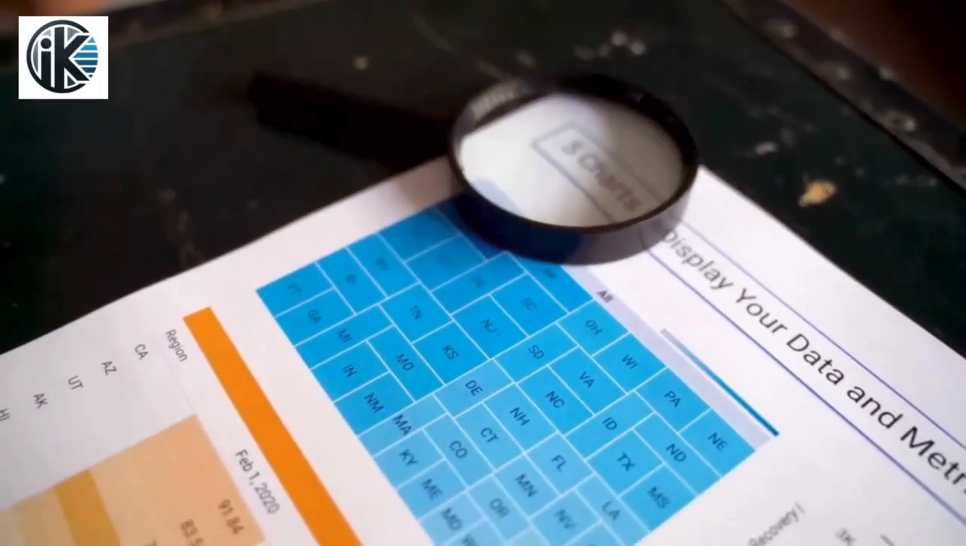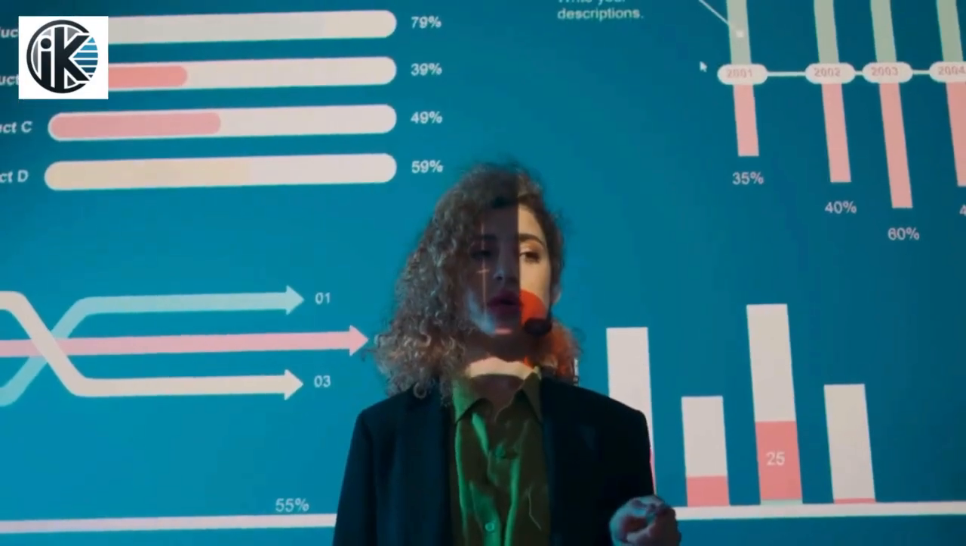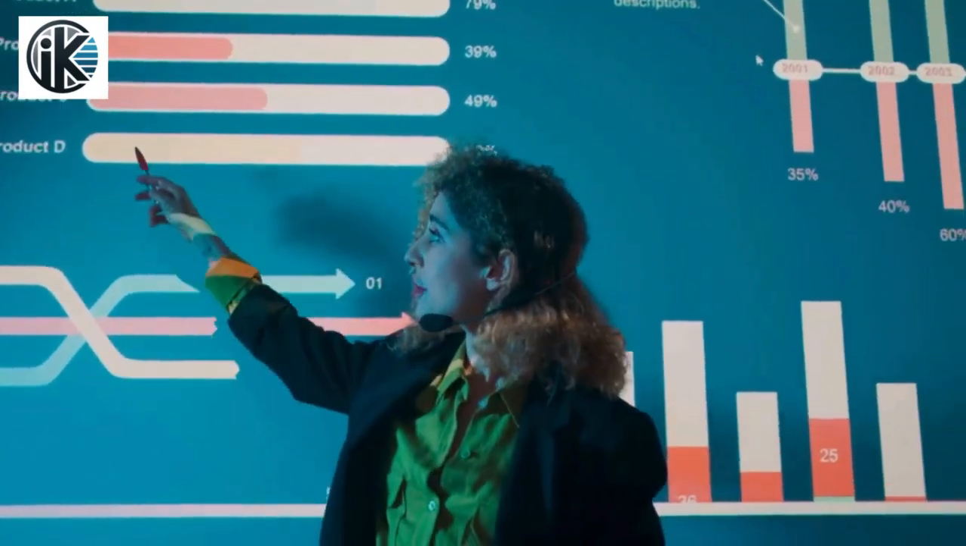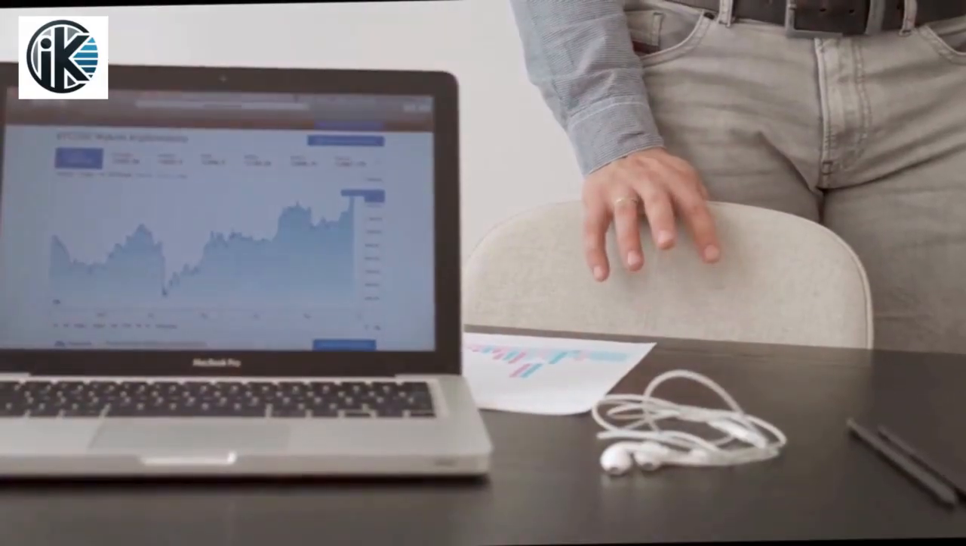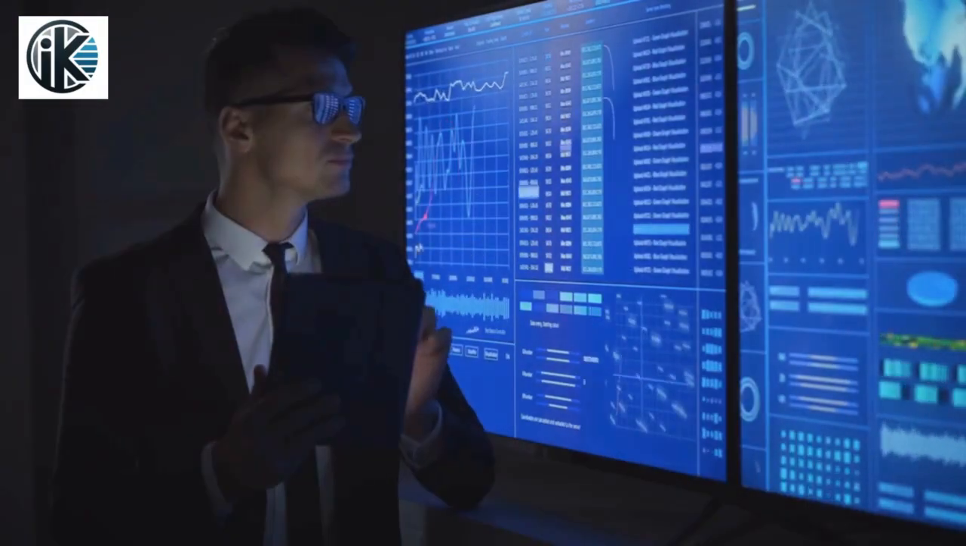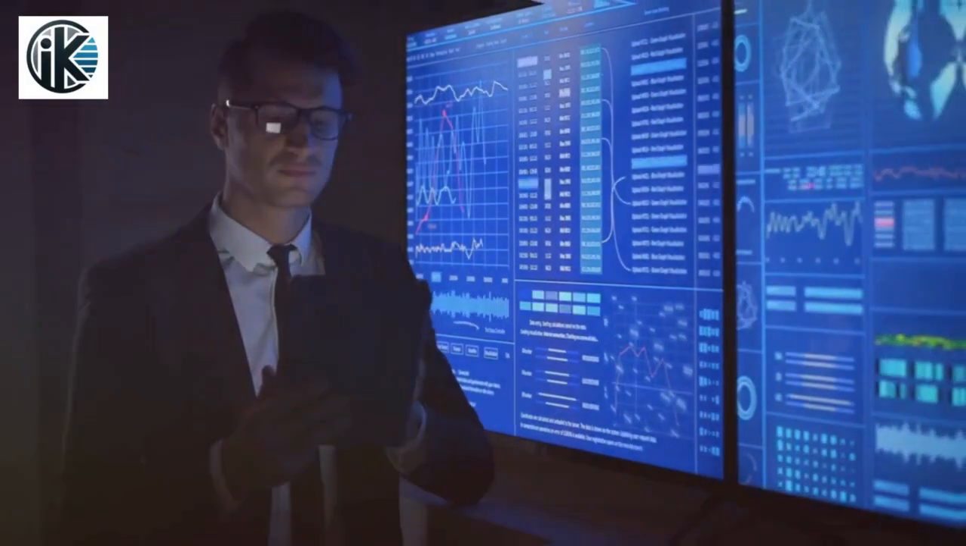Lastly, let's discuss hypothesis testing. This technique is used to determine if there is enough evidence to support a particular hypothesis about a data set. Common tests include t-tests, chi-square tests, and ANOVA. Hypothesis testing helps in making data-driven decisions by testing assumptions.